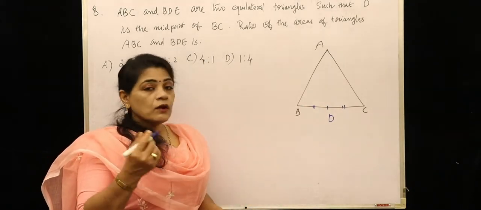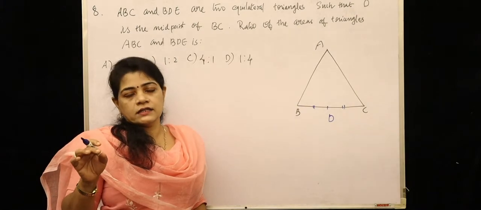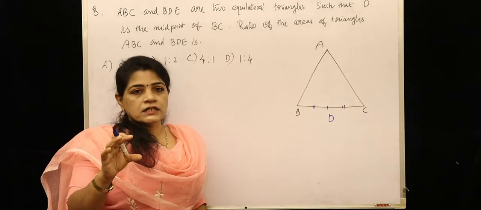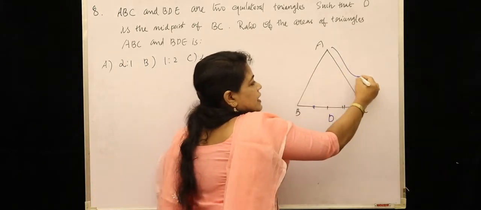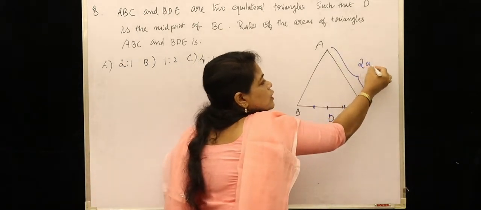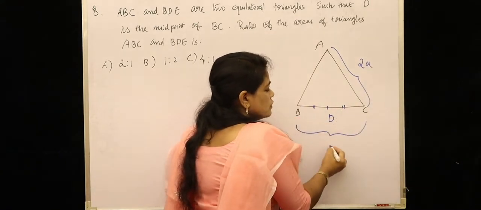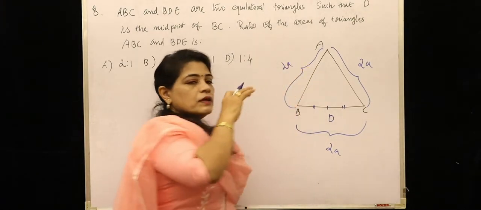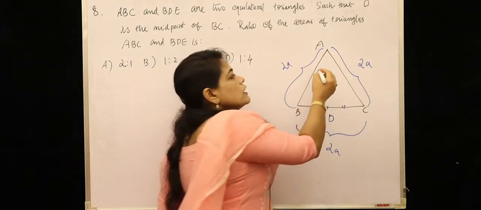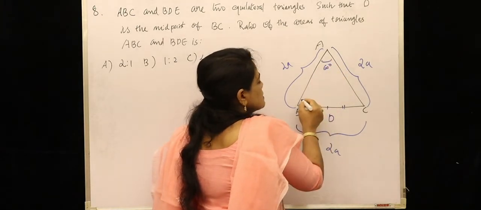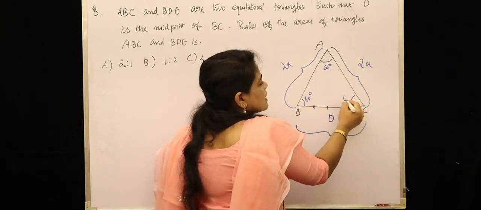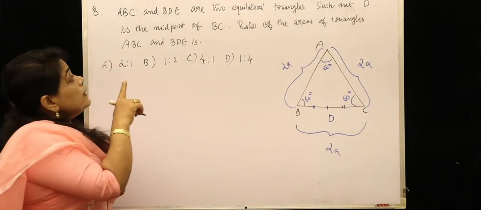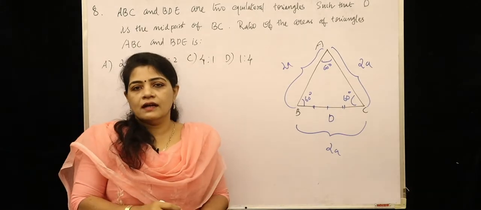Here, I already told you ABC is an equilateral triangle, so I am going to take the side of this equilateral triangle as 2A. That means the length of AC is 2A, so definitely BC is also 2A and AB is also 2A, because this is an equilateral triangle. And what about its angles? Each angle is 60 degrees. It is given that triangle ABC and triangle BDE are both equilateral triangles.